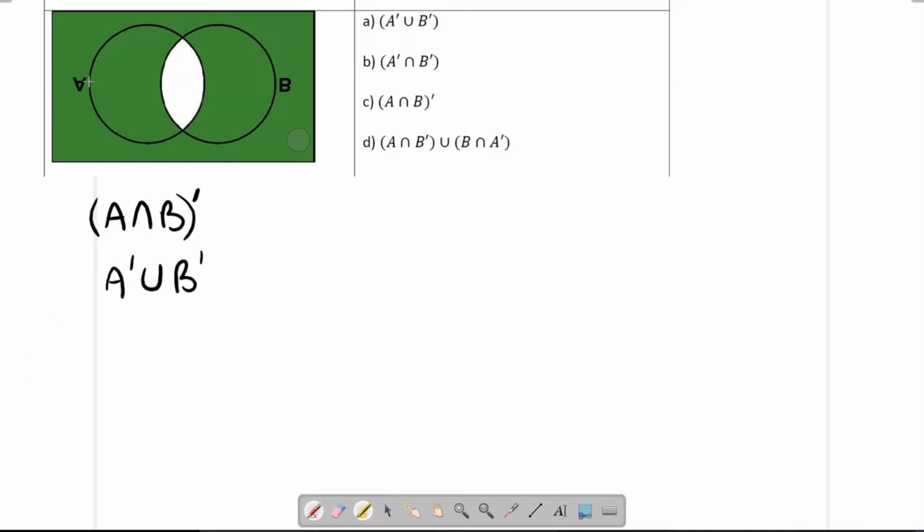So it's everything that's outside of A plus, which is sort of adding to it. We're expanding, we're making a bigger set. Everything outside of A added to everything that's outside of B. So it's complement of A union with complement of B.